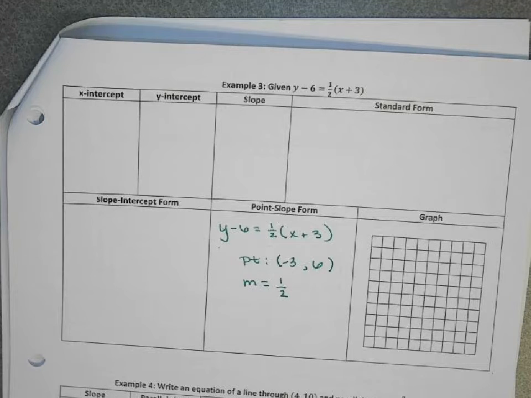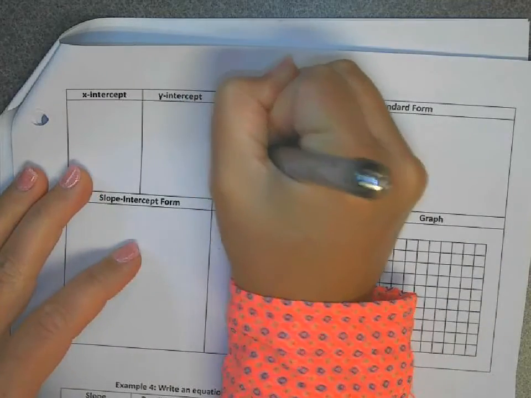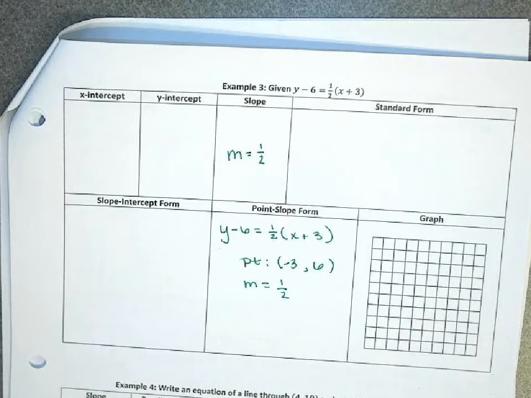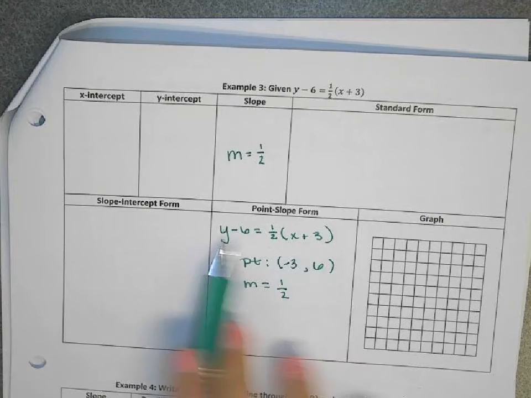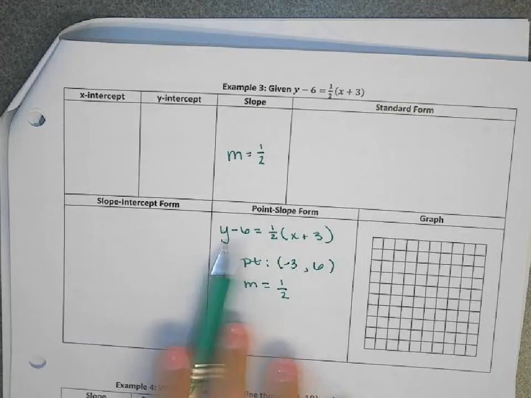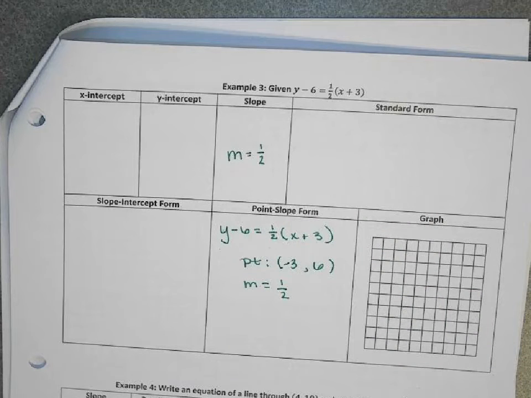Now, we found the slope. I guess we can write it up here. You can decide where you want to go next. You could graph it. You could work at taking this equation and changing it so it looks like slope-intercept form. You could take that equation and change it so it looks like standard form. So where do you guys want to go?